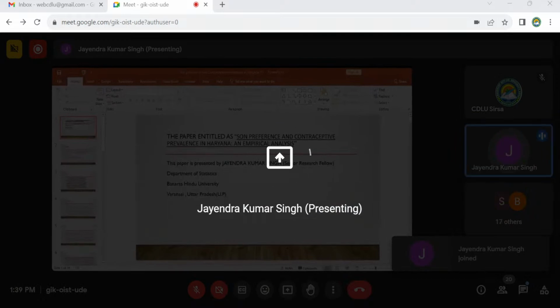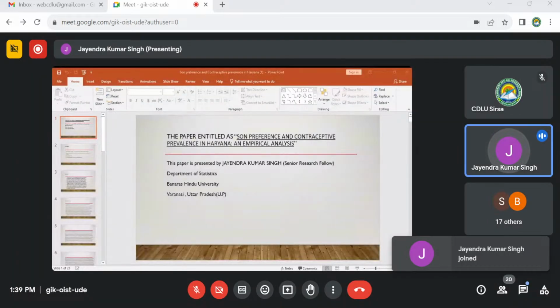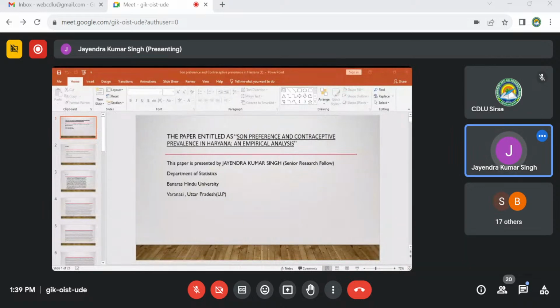Good afternoon. My paper is entitled Son Preference and Contraceptive Prevalence in Haryana: An Empirical Analysis. Through this paper, I tried to find out whether there is son preference in Haryana or not, and if it is there, then up to what extent. I also tried to find out the contraceptive behavior among couples in Haryana.